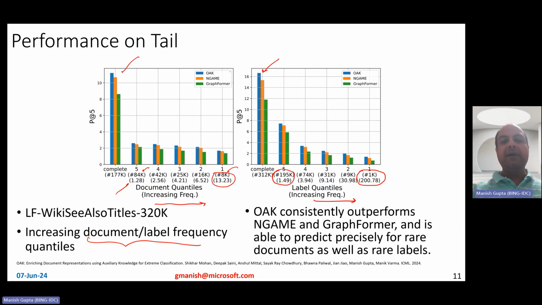There are comparisons between OAK, Endgame, and GraphFormer on the P@5 precision at 5 metric on this particular data set. What you observe here is that OAK consistently outperforms Endgame and GraphFormer, the best GNN method and the best state-of-the-art extreme classification method, and is able to predict precisely for rare documents as well as for rare labels, right? So the precision for rare documents and rare labels is also pretty good.